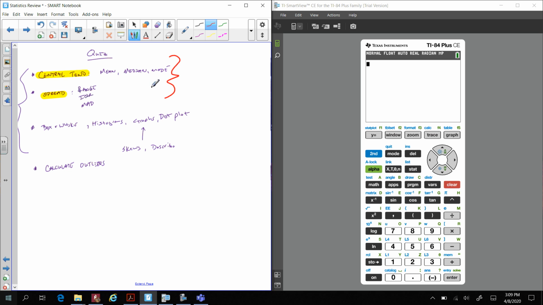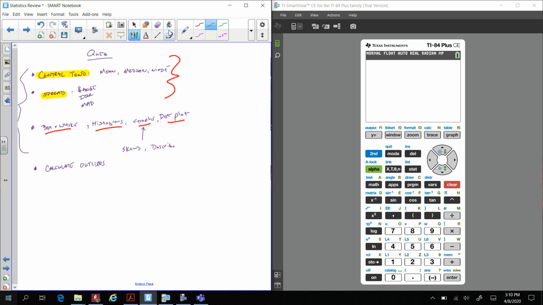This section right here is really pretty basic math skills, but you got to be able to make determinations and decisions based off those middle terms and how spread out that is. Okay, outside of finding mean, median, mode, and the spread, we need to be able to create box and whiskers, histograms, dot plots, right? Looking at graphs, looking at skews and describing information from those graphs.